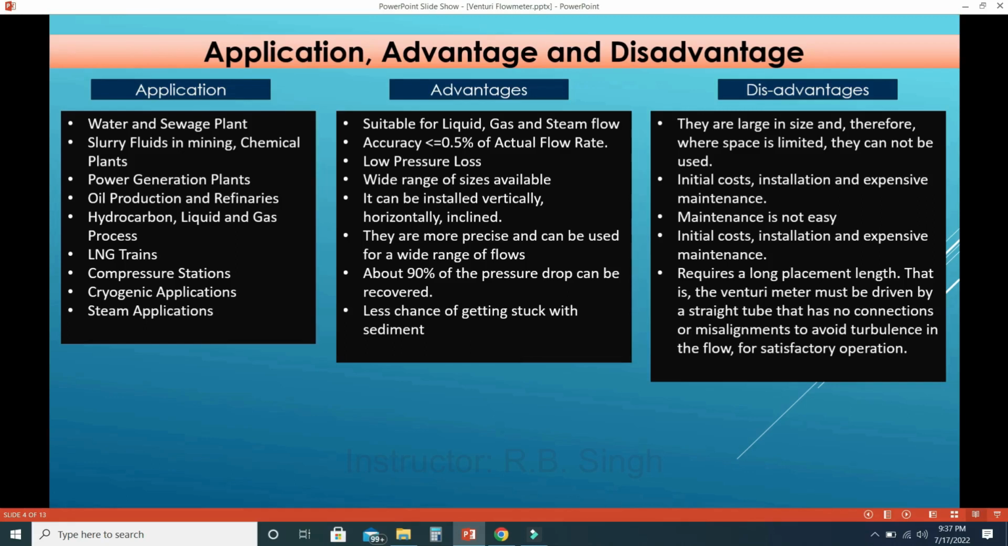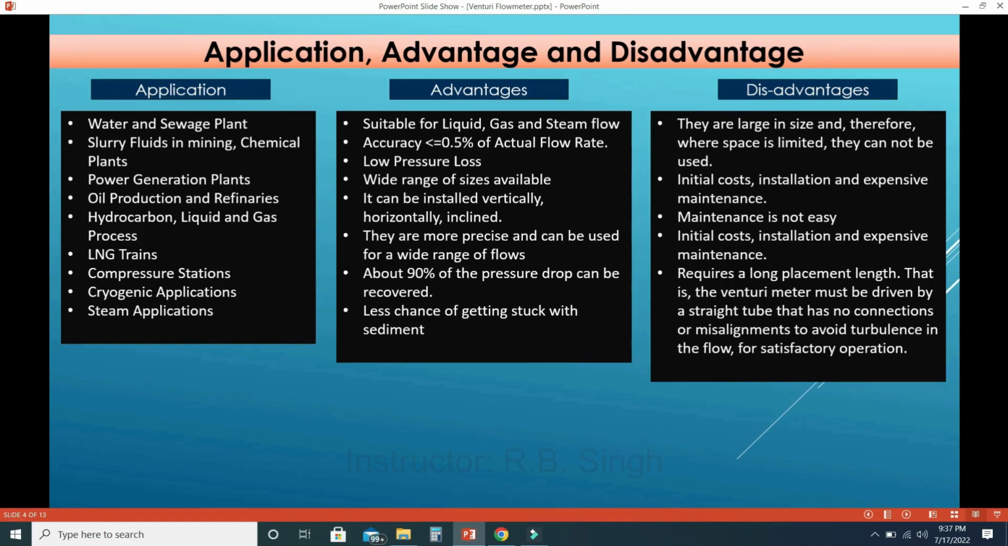About 90% of pressure drop can be recovered. So around 10 to 20% pressure loss can be there in Venturi meter, which is very low as compared to orifice meter. Less chance of getting stuck with sediment. So that is why we can use it for slurry fluids in many chemical plants.